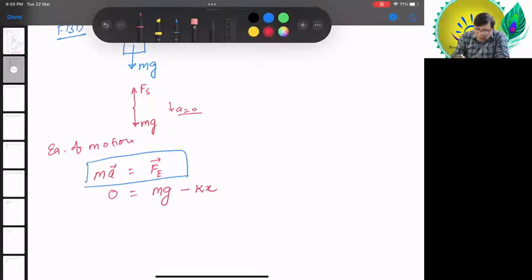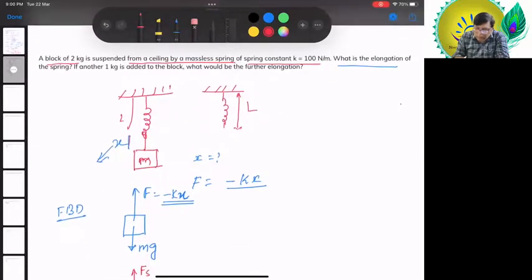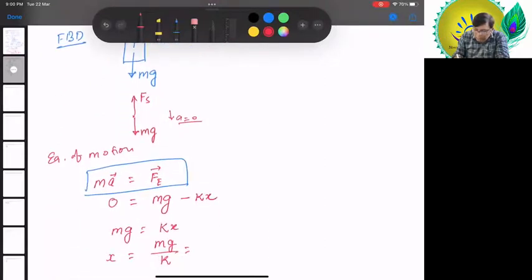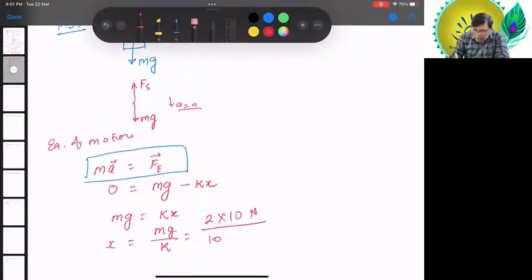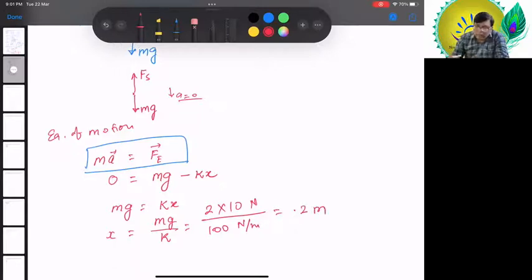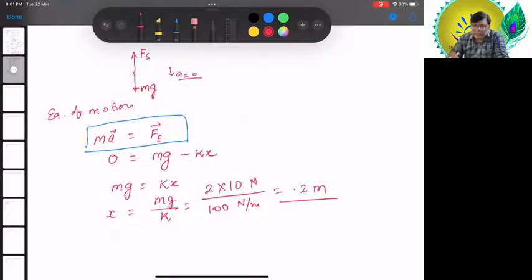Now mg is equal to kx. So what will be the elongation? Elongation will be mg by k. M is 2 kilogram, so 2 into 10 Newton upon k, which is 100 Newton per meter. That means this will be 0.2 meter. So the elongation will be 0.2 meter.